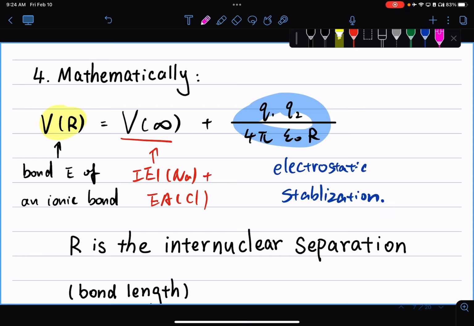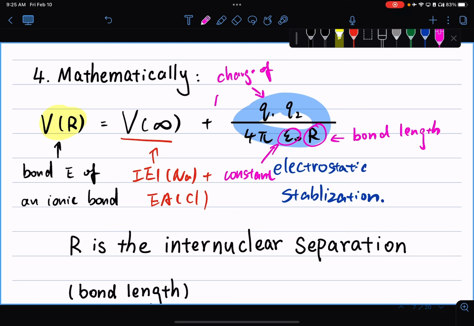So in this equation, we have several terms. Here, R is our bond length or internuclear separation. 4 pi, that's constant. Epsilon naught, that's constant. And then Q1 is the charge of sodium plus. Q2, that's the charge of chloride minus. Again, this is just using sodium chloride as an example. If we're having, say, calcium oxide, then it's a different number for Q1 and Q2.